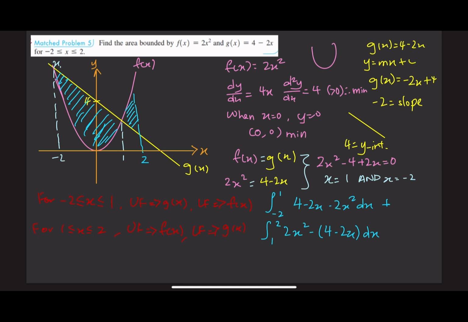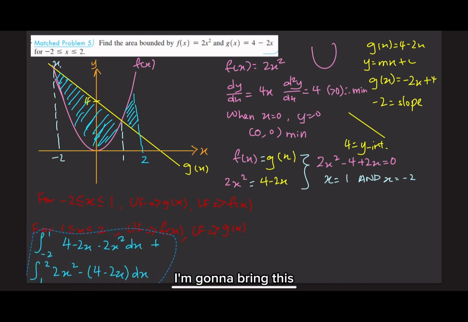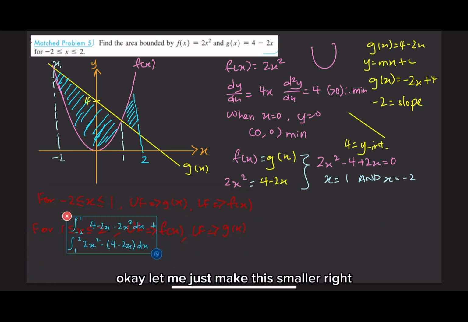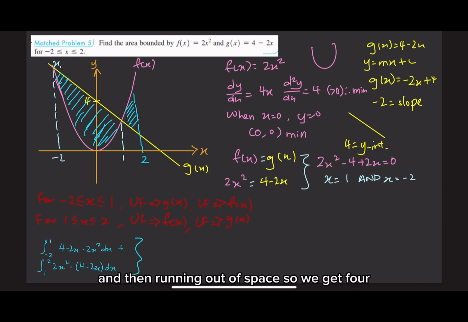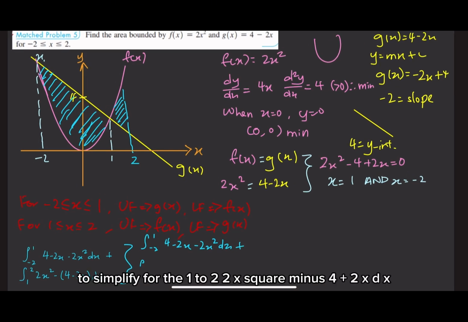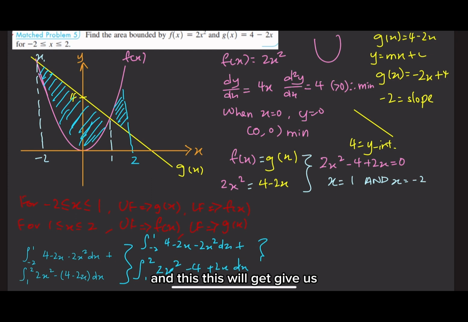And now let me solve this for you, right? Okay, let me just make this smaller, I'm running out of space. So we get, from -2 to 1, the integral of 4 minus 2x minus 2x squared dx, plus, to simplify further, from 1 to 2, the integral of 2x squared minus 4 plus 2x dx.